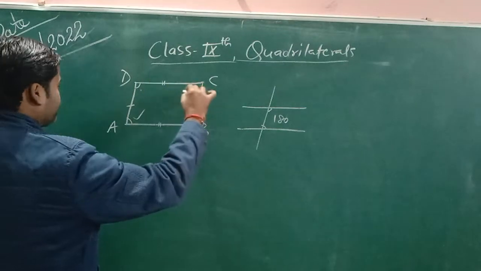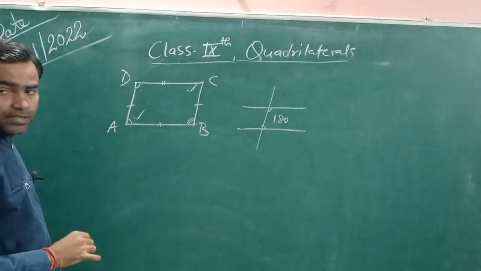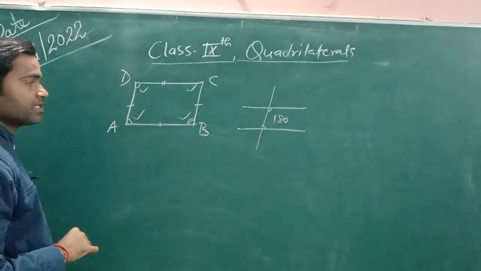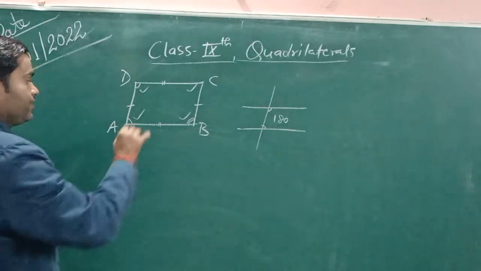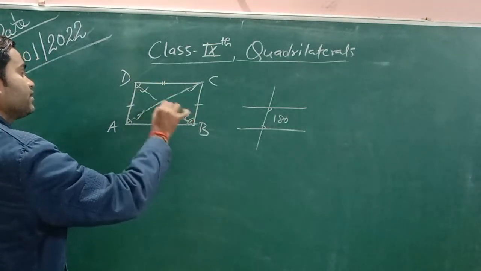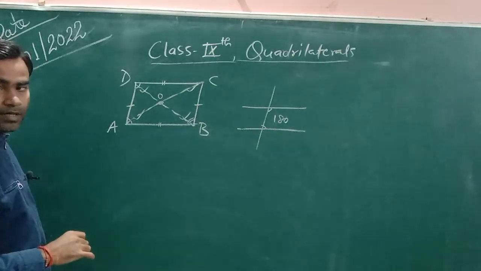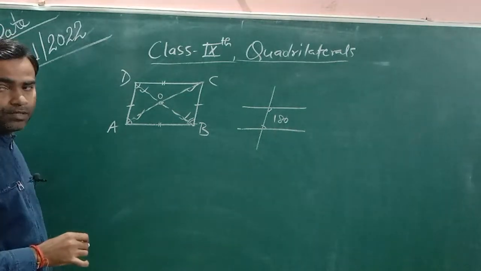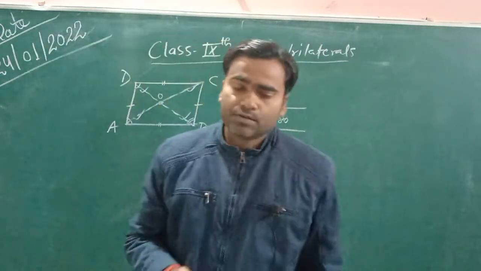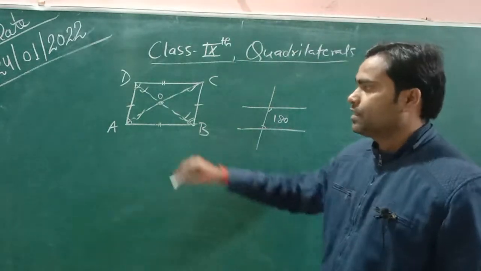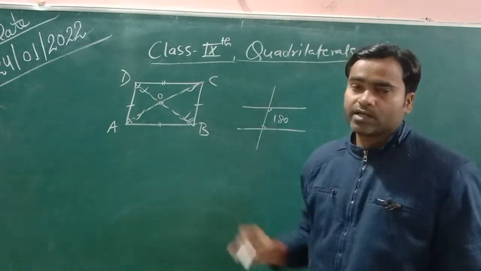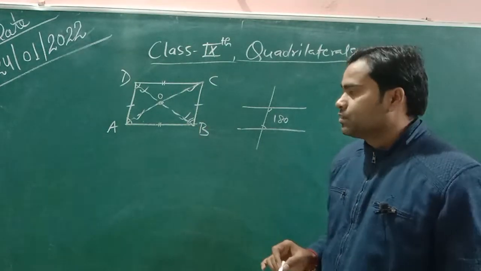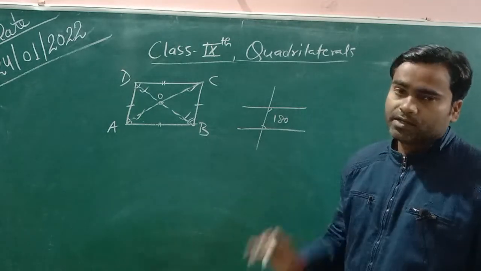Opposite angles are equal. Angle A is equal to angle C and angle B is equal to angle D. Diagonals bisect each other, that means OA is equal to OC and OB is equal to OD. In the previous video we have proved that angle A is equal to angle C, angle B is equal to angle D, and OA is equal to OC and OB is equal to OD. These two theorems related to parallelogram are completed.